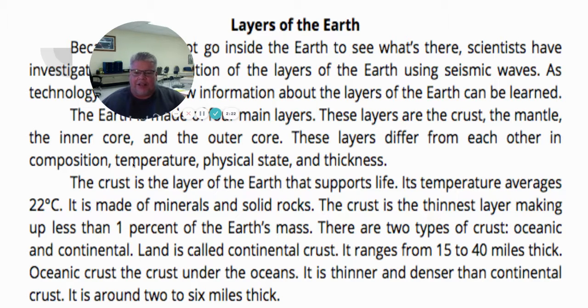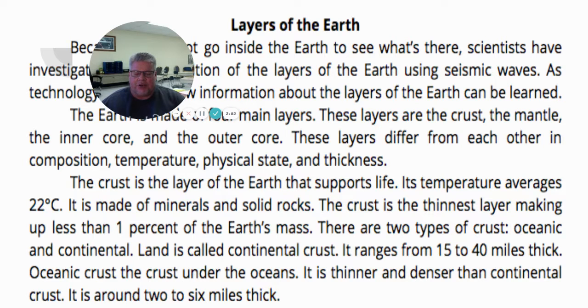The crust is the layer of the Earth that supports life. We live on the crust. Its temperature averages 22 degrees Celsius. It's made of minerals and solid rocks. The crust is the thinnest layer, making up less than 1% of the Earth's mass. There are two types of crust, oceanic and continental. Land is called continental crust. It ranges from 14 to 50 miles thick.